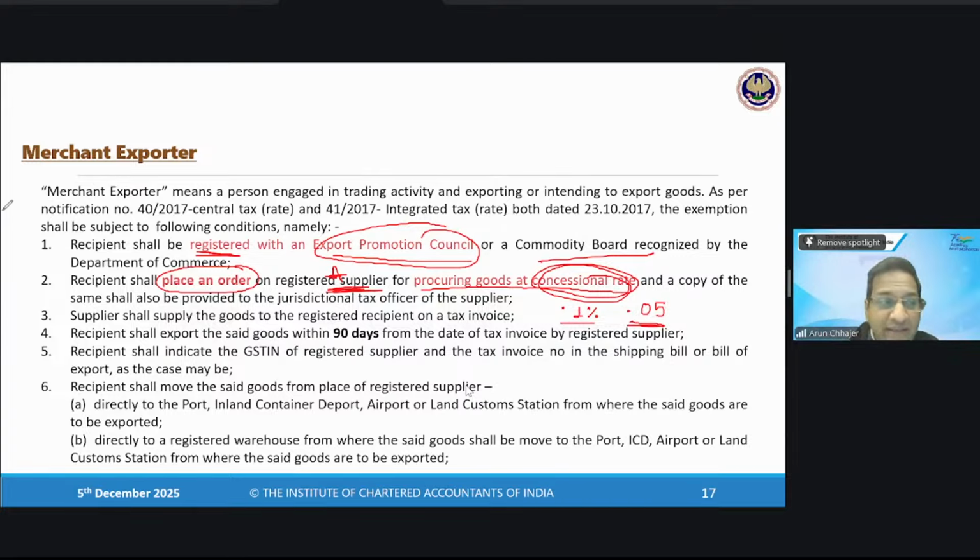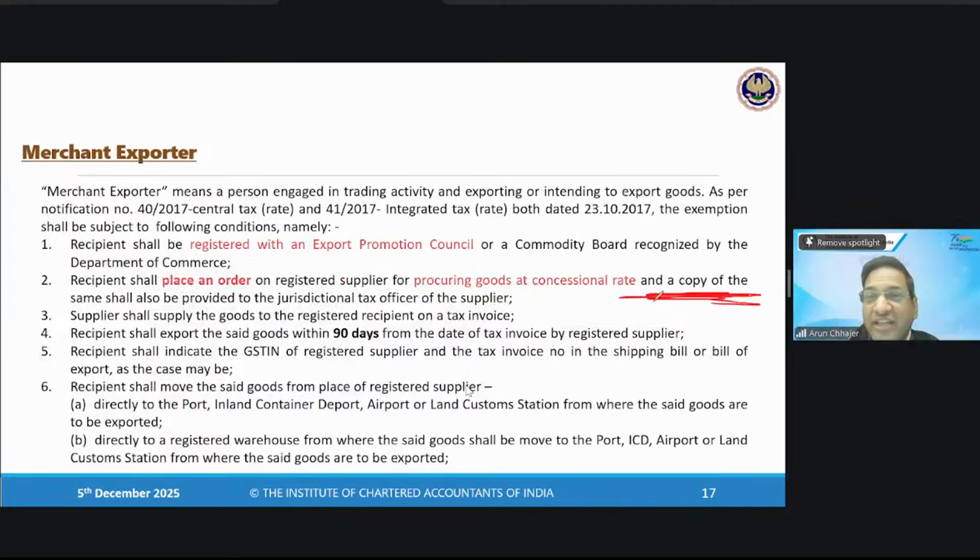And the problem is no one satisfies this condition. Mostly people forget this condition, and a copy of the same shall also be provided to the tax officer of the supplier. What is the problem if this is happening? When the audit happens, GST audit, they will make it taxable at the highest rate, absolutely with interest and penalty, because the condition was not satisfied, and this is one of the conditions given in the notification.